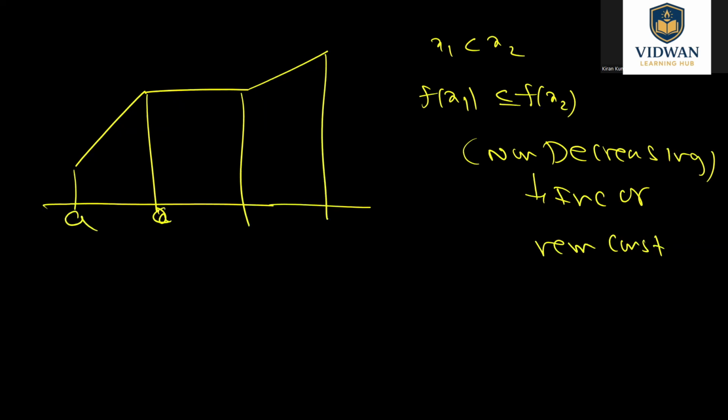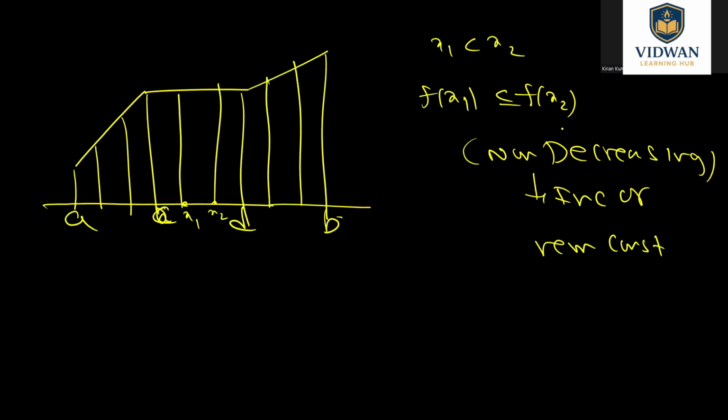Like if this is some A, C, D, and B, between A to C, it is increasing. Here it is remaining constant, then increasing. So it includes both less than as well as equal to. Because if I choose x1 and x2 in between, less than will hold. If I choose them in here, equal to will hold. And here again, less than will hold. So it's a mix of both. It is a non-decreasing function. The graph will be like this.